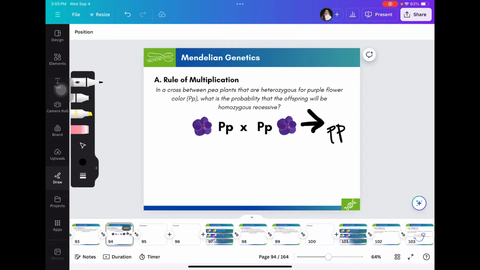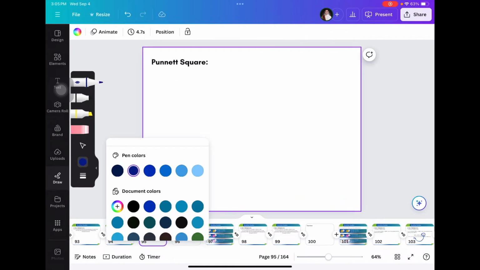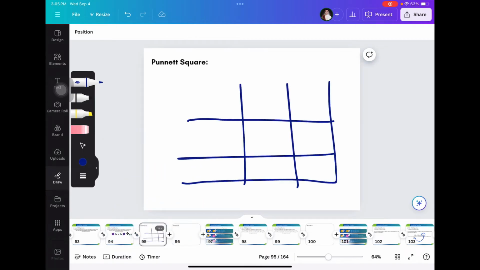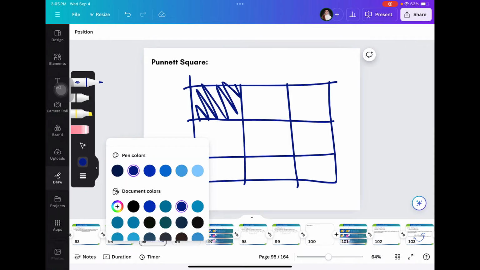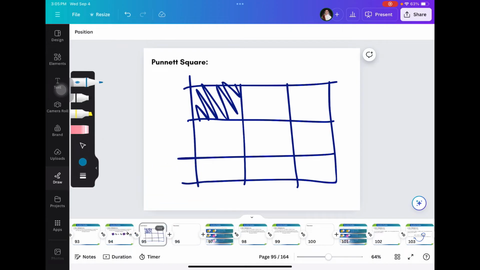homozygous recessive? So to be honest, a Punnett square can actually tell you the answer. So let's try to build a Punnett square here. So I have here 4 boxes. This one is blank. And then our Punnett square. Letter P, recessive. And then begin constructing your Punnett square.